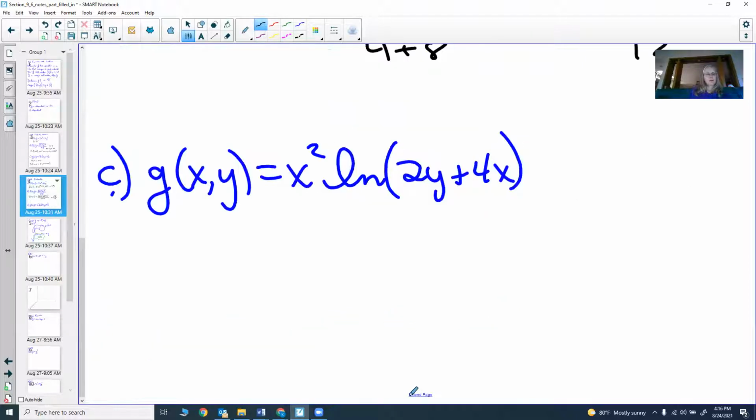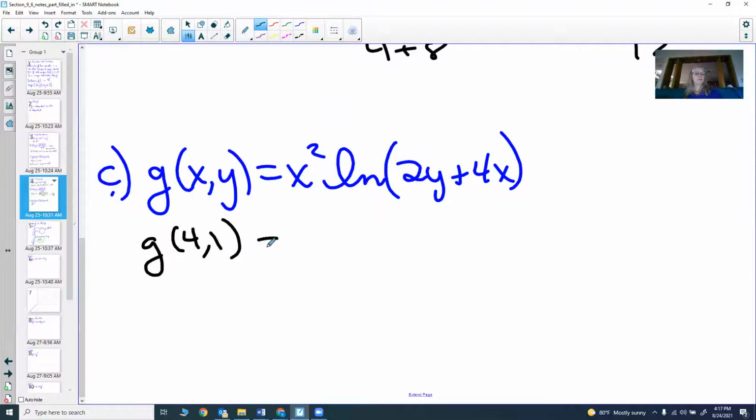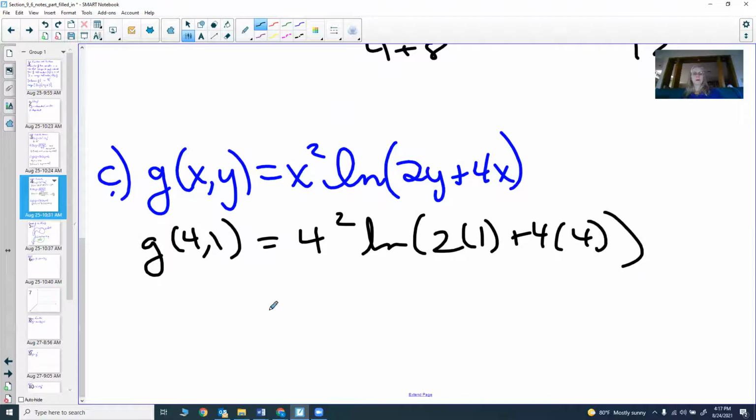We'll try one more. Let's do g of x, y equals x squared natural log of 2y plus 4x. Again, I'm going to do g of 4, 1. So everywhere I see an x, I'm going to put in a 4. Everywhere I see a y, I'm going to put in a 1. So we get 16 times the natural log of 2 plus 16, or 18.